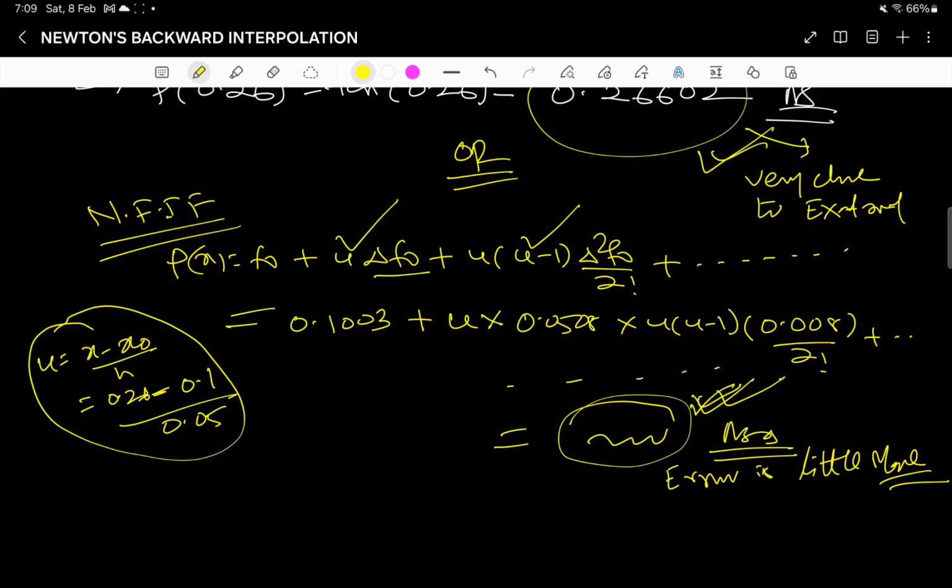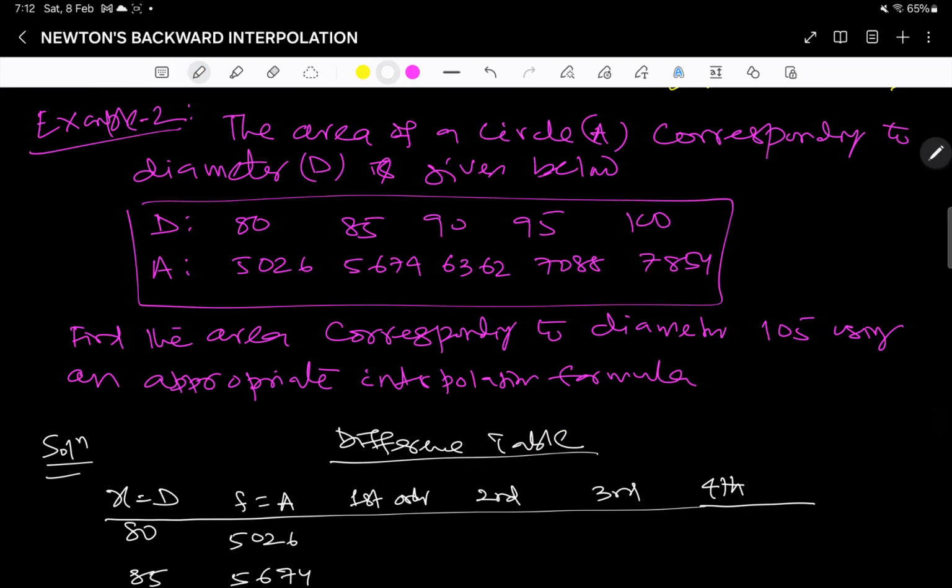Okay, now let us solve some more examples. Now coming to the solution. So here we are asked to find the area when the diameter is 105 unit.